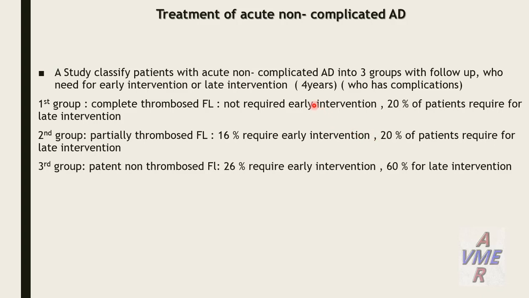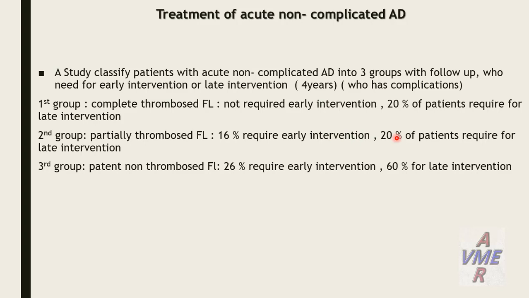A study classified patients with acute non-complicated aortic dissection into three groups with follow-up: who needs early intervention or late intervention at 5 years, and who has complications. The first group has a completely thrombosed false lumen. So it does not require early intervention, and only 20% of the patients require late intervention after 4 weeks. In the second group, we have a partially thrombosed false lumen. 16% require early intervention, being complicated, and 20% of the patients require late intervention.